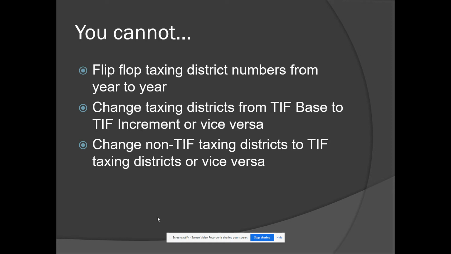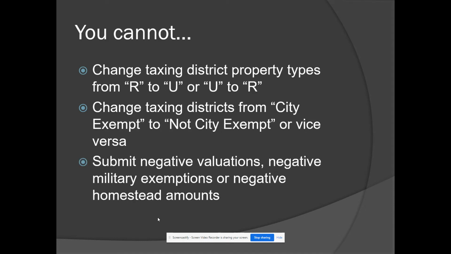What it's going to do is, when you try to upload, it's going to check those tax district types against the prior year, and if there's a change, it's going to flag an error for you when you try to upload. You can't change a taxing district type from a rural to an urban or urban to rural. Same sort of scenario plays out there. You can't change taxing districts from city exempt to non-city exempt or vice versa. So essentially, you can't change the basic components of a tax district from year to year.